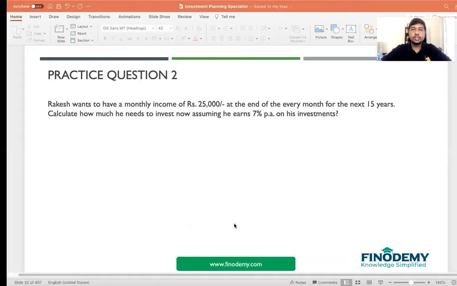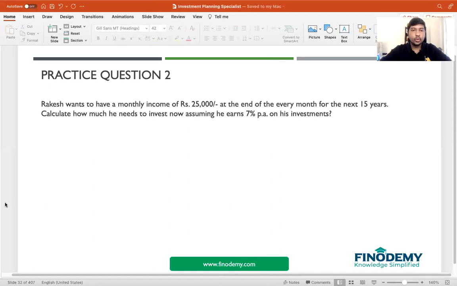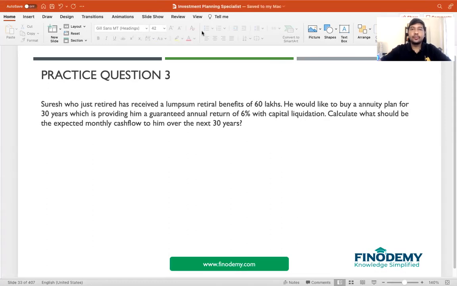Okay, so assuming that you're okay with question number 2, let's move to question number 3. So question number 3 is where Suresh, who just retired, has received a lump sum retirement benefit of 60 lakhs. He would like to buy an annuity plan for 30 years, which is providing him a guaranteed annual return of 6% with capital liquidation. Calculate what should be the expected monthly cash flow to him over the next 30 years. Okay, this is the question.